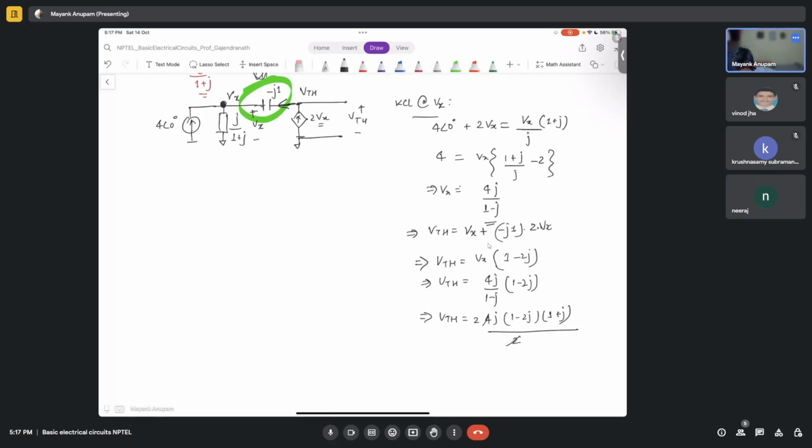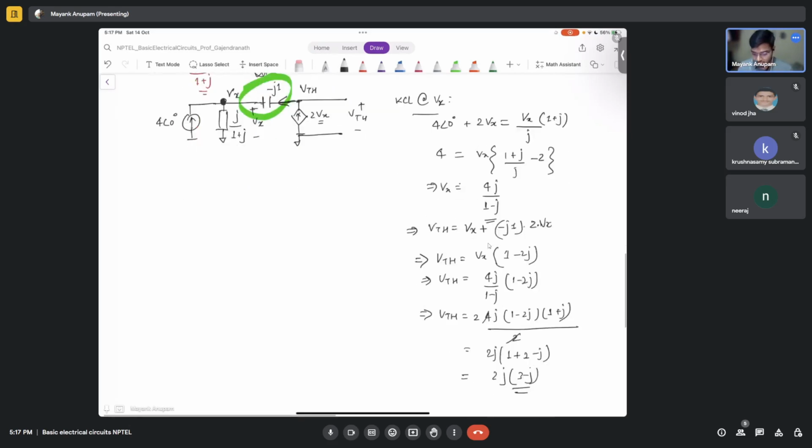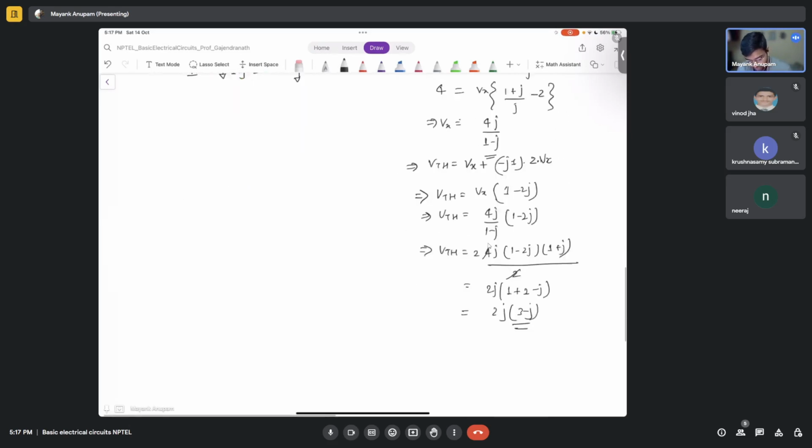So 2. And what is this? 2j into 1 minus 2j plus into 1 plus j is 1, and then plus 2, right? And then minus 2j plus j is minus j. This is equal to 2j into 3 plus 3 minus j. Isn't it? So now we have Vth and we have Zth.